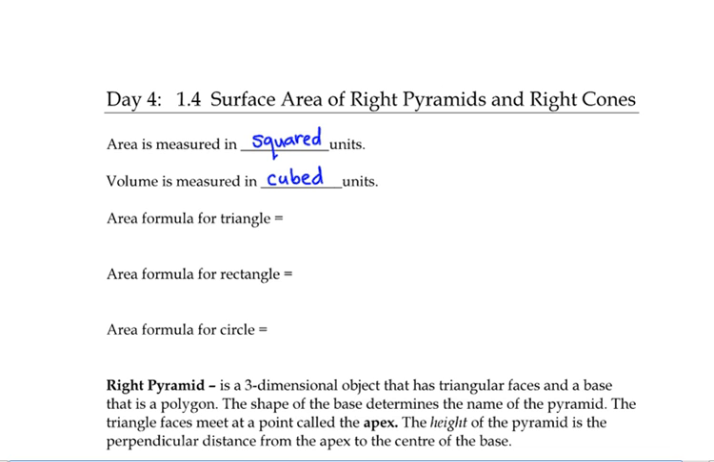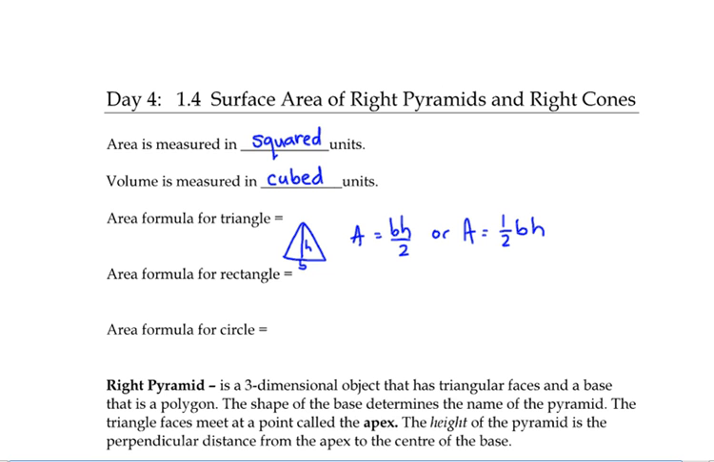So there's two ways to write it. If this is my triangle, here's my height, here's my base. You could either write it as base times height divided by 2, or 1/2 times base times height. It's the same thing, right? Multiplying by half is the same as dividing by 2.